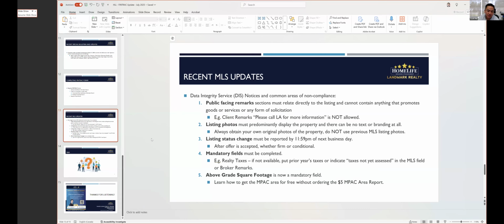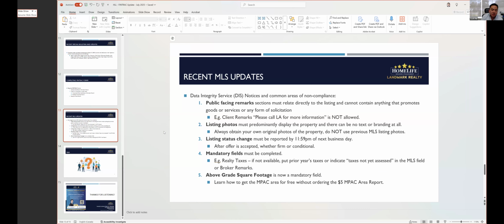The second area I see a lot is listing photos. So listing photos have to show the property as the main focus, and there cannot be any text or branding at all. So I think many years ago, you used to be able to have the virtual tour company name on the photo, not anymore. You cannot have a photo of your for sale sign in the MLS photo because, again, that's a form of solicitation.